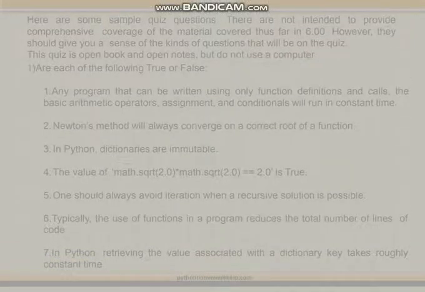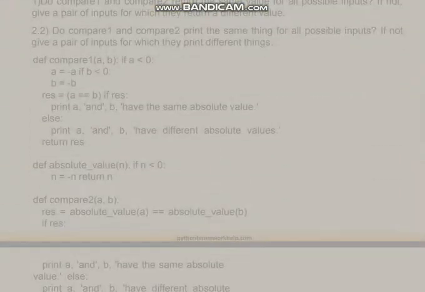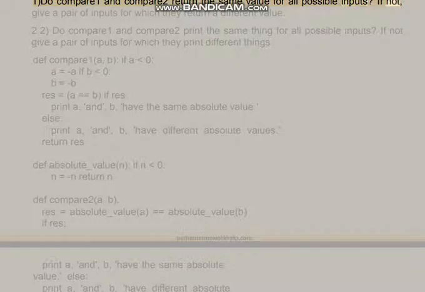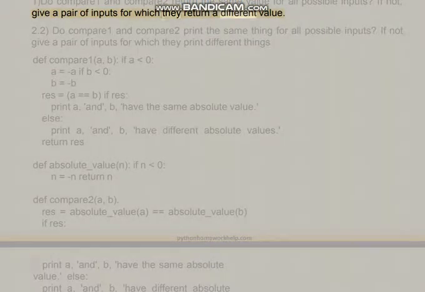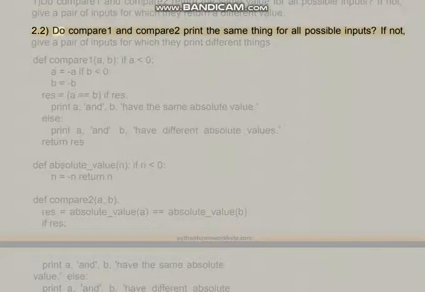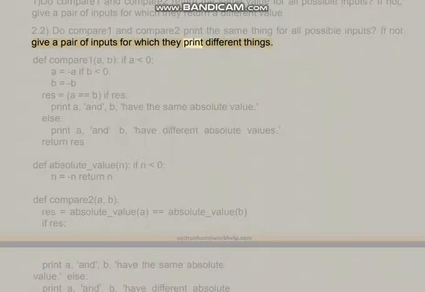Problem 2. Consider the implementations of compare1 and compare2, where a and b are floats. 1. Do compare1 and compare2 return the same value for all possible inputs? If not, give a pair of inputs for which they return a different value. 2. Do compare1 and compare2 print the same thing for all possible inputs? If not, give a pair of inputs for which they print different things.